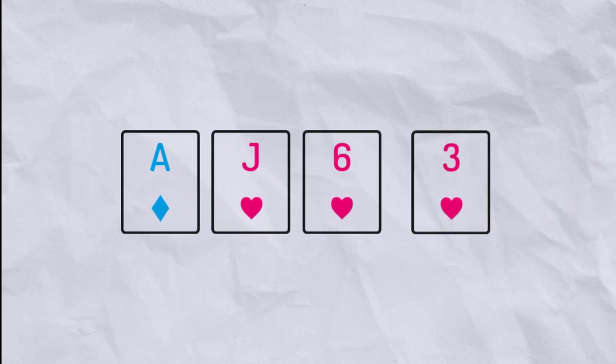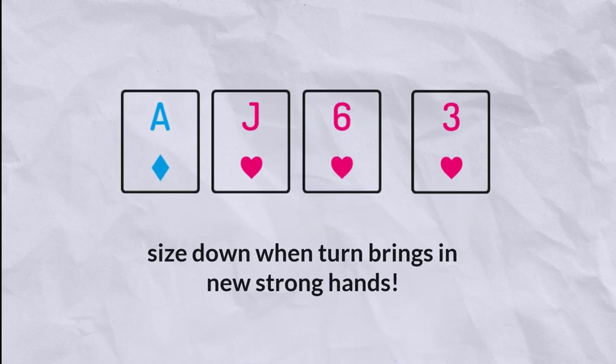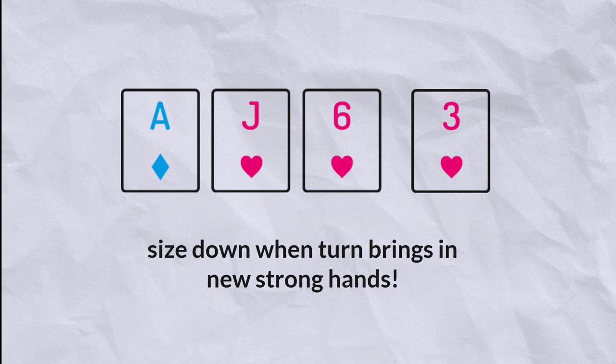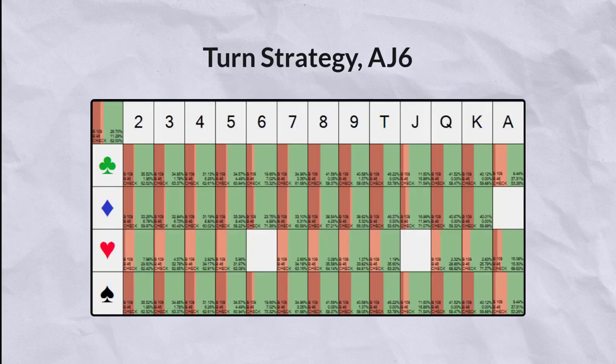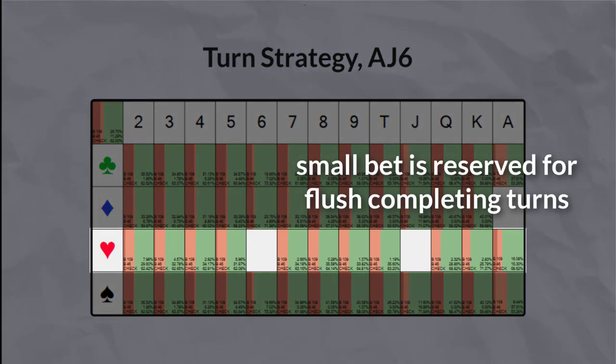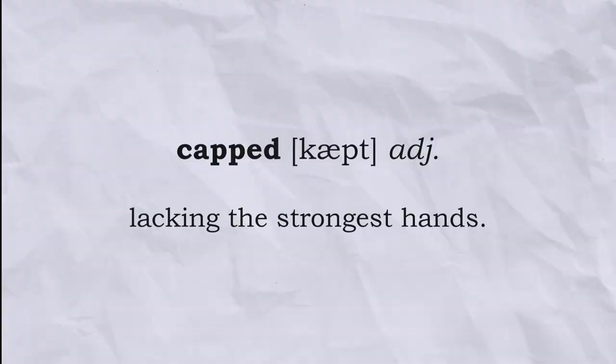On flush completing turns, for example, we generally don't do much overbetting. Even though our opponent has raised most of his strong hands on the flop, the turn brings in some new flushes in his range. We are now back in the same situation where the bigger we bet, the more we isolate ourselves against these flushes. And just like before, sizing down makes a lot of sense in order to reduce the proportion of flushes in our opponent's calling range.